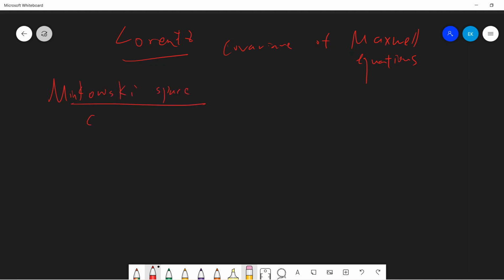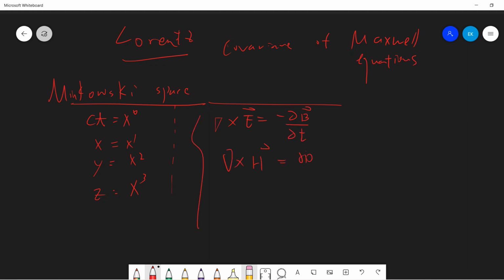Let's denote ct as x0 upper 0, x1 is x, y is just y, x2, and z is just x3. Everybody knows that different people use different notations. Some smart people also put an i here, which is just stupid, since there's an i in the coefficient. So the Maxwell equation I want to use is this one. Let me quickly write down a stupid one.